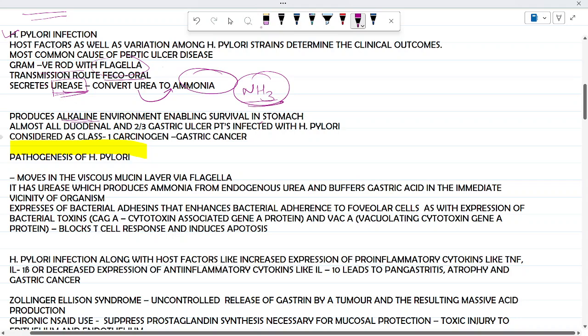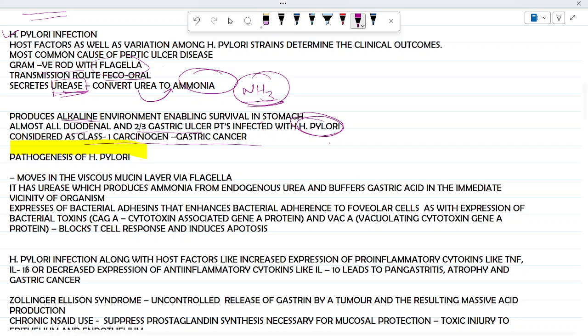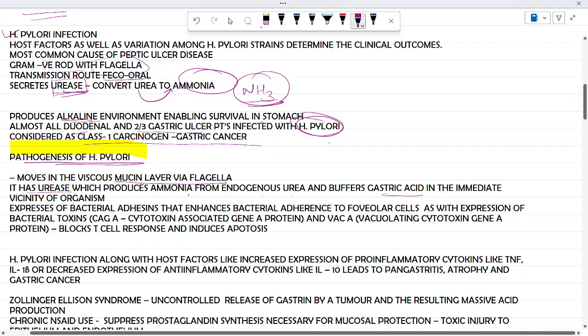Almost all duodenal and two-thirds of gastric ulcer patients are affected with H. pylori infection. Also, it can be considered a class 1 carcinogen responsible for producing gastric cancer. How does it cause infestation? It moves in the mucin layer via flagella. It has urease which produces ammonia from endogenous urea, and it buffers gastric acid in the immediate vicinity of the organism.